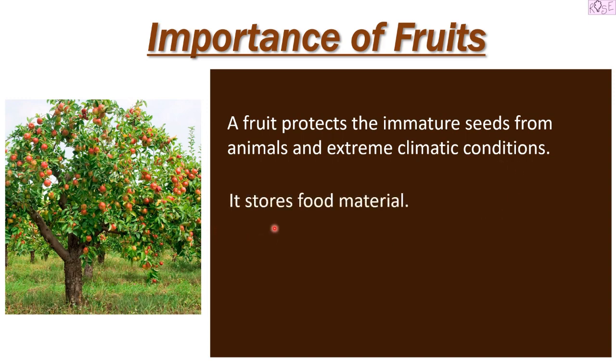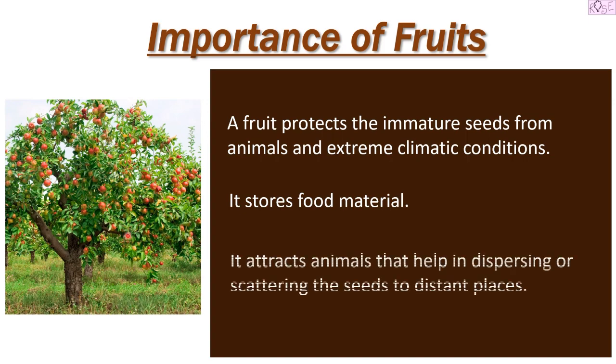Next is it stores food material. So all the extra food material is stored in the form of fruits. As we can see in this tree, the tree is loaded with fruit. Next is it attracts animals that help in dispersing or scattering the seeds to distant places. So many animals come and eat the fruit and take the seeds with them and then disperse it to distant places, which in turn results in growing of the plant.